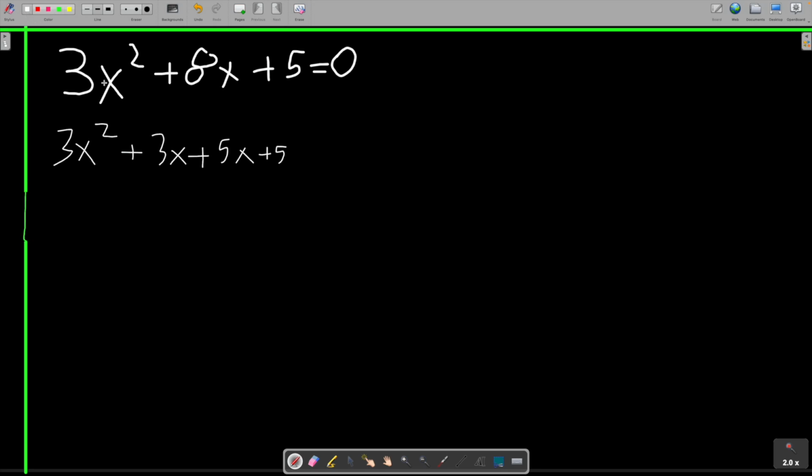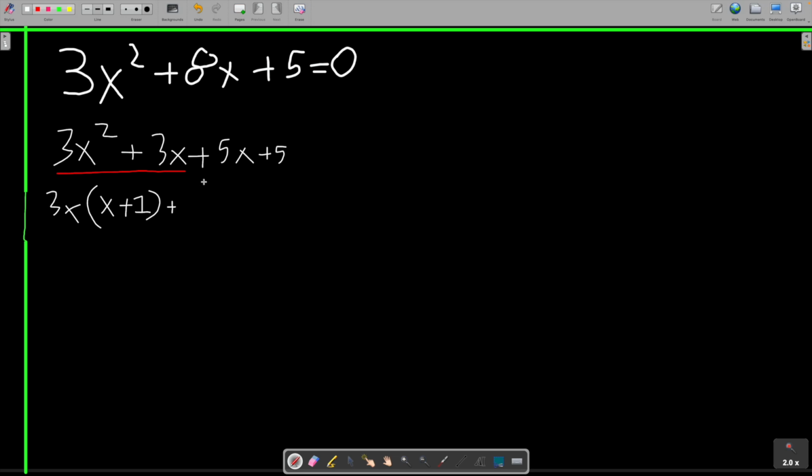Nice. So now what we're going to do is highlight these first two terms and see the greatest common factor of these. You can see here the greatest common factor is just 3x, sorry. So then we're going to have 3x squared divided by 3x, which is x, and plus 3x over 3x, that's just 1. So we're going to have x plus 1.